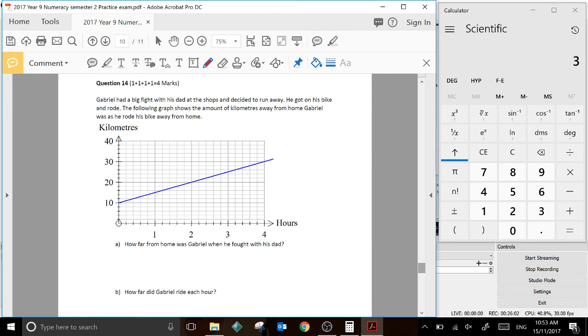So that is, if he hadn't started running away yet, there has been 0 hours since he started running away. So we just have to find the y value when x is 0, and that is 10. So he must have started 10 kilometres away from home.